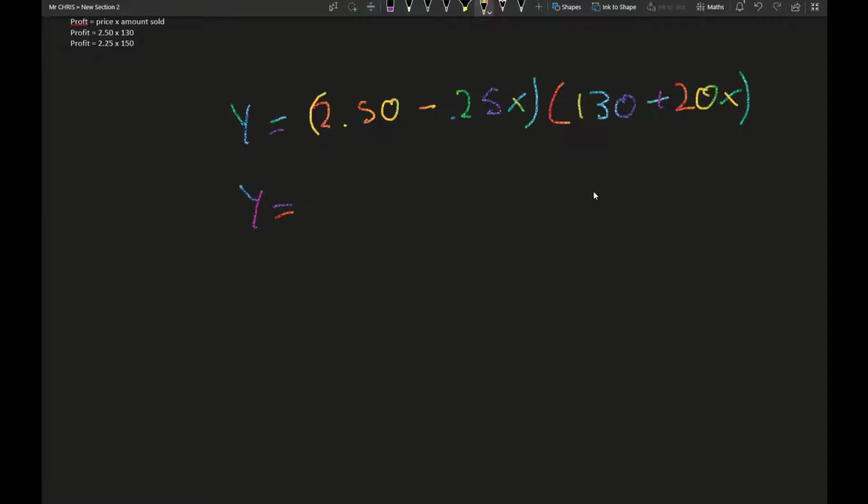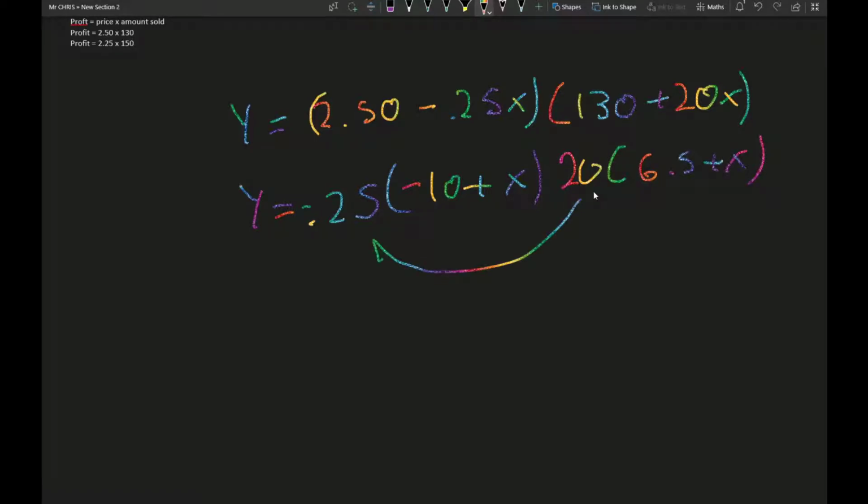So now you want to factor out the coefficients of x. So we take this out, so negative 0.25, and then we also get a negative 10 in here because negative times negative equals positive. Don't forget that, or else you're a scrub. So then we also factor out the coefficient here. So then we get one. So we get 6.5 over here plus x.